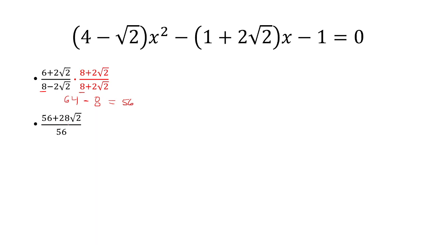Finally, we're going to divide everything by 28. So 56 divided by 28 is 2. And then 28 divided by 28 is 1. So our final answer is 2 plus root 2 all over 2.